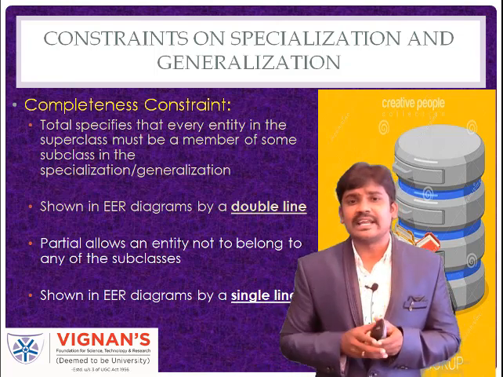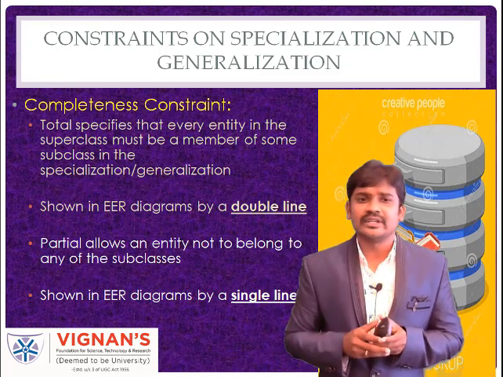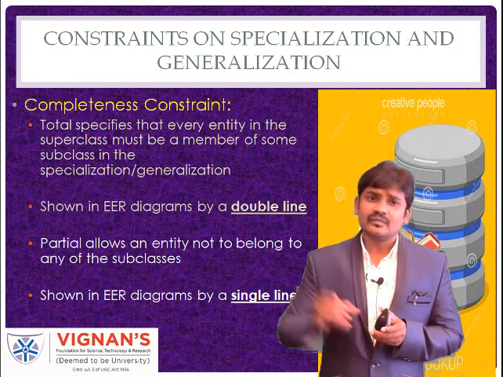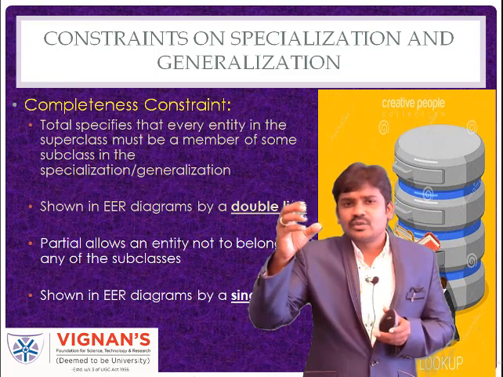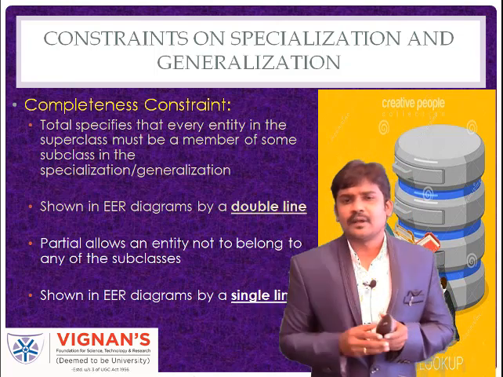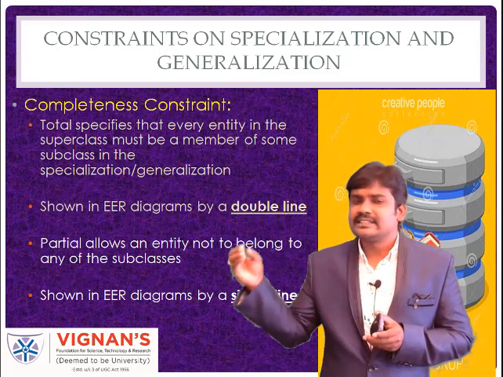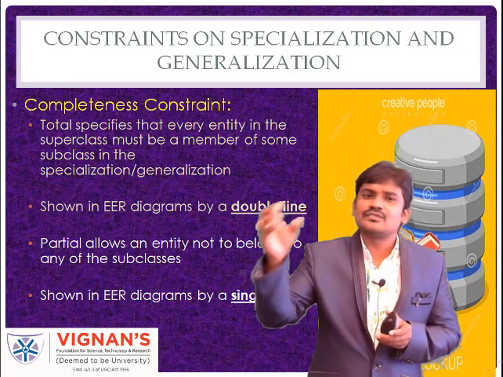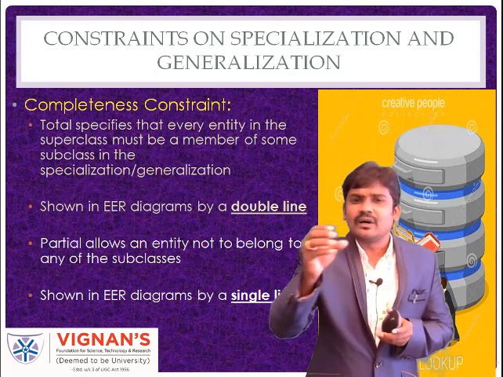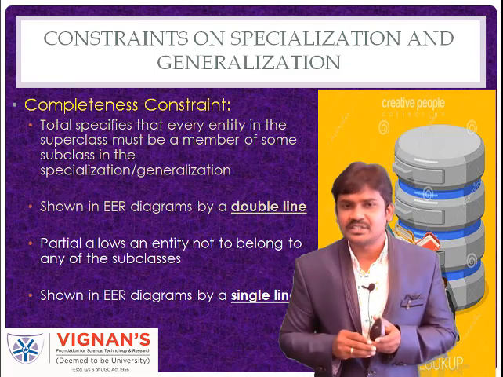Partial allows an entity to not belong to any of the subclasses, shown in the ER diagram by a single line. Means if 100 students, few students are available in the seminar hall, means that few students do not belong to either CSE or IT, they belong to some other department, EC or mechanical. In that case, that is disjoint partial.